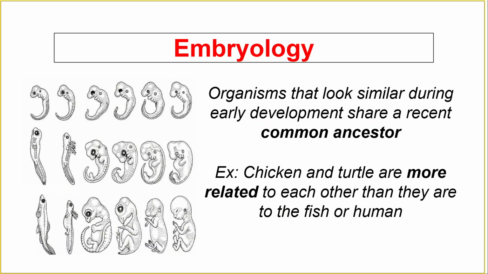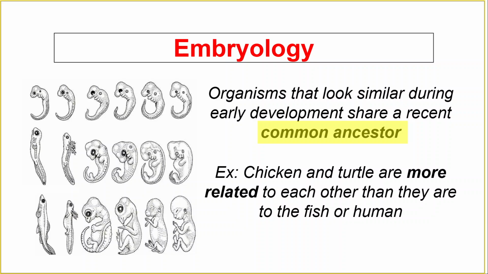So in our notes, I want you guys to write embryology for this section. You are going to highlight organisms that look similar during early development, share a recent common ancestor. Remember, the word common ancestor is kind of our key word throughout evolution. We're always looking for what we have in common. What was our common ancestor?